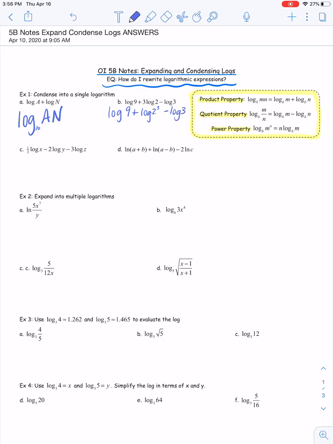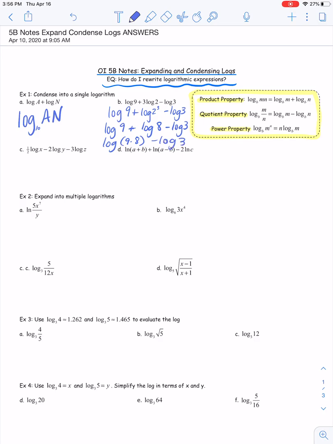We know that 2 cubed is 8, so really you could have just written the log of 9 plus the log of 8 minus the log of 3. And now I can start applying the product property and the quotient property. I'm adding first, so I'm going to multiply my two arguments together, applying that product property. So this is going to be the log of 9 times 8, still minus the log of 3.